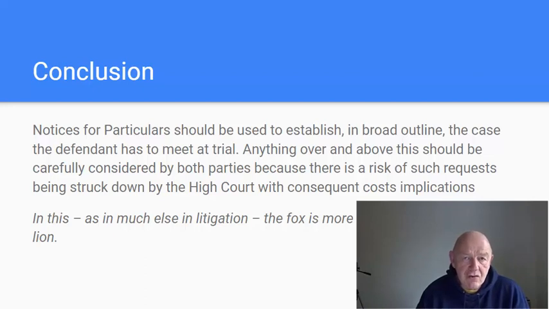As Judge Hogan said in this particular case, Armstrong and Moffat, in this, as in much else in litigation, the fox is more likely to prevail than the lion. In other words, you do need to be strategic and intentional about the questions that you ask and not use a broad shotgun approach.